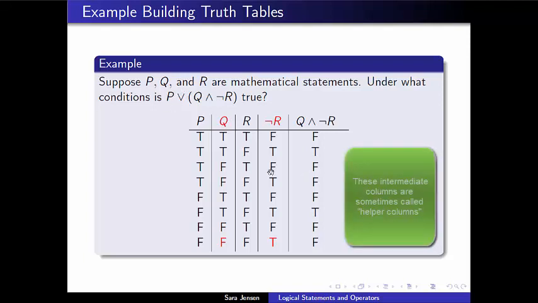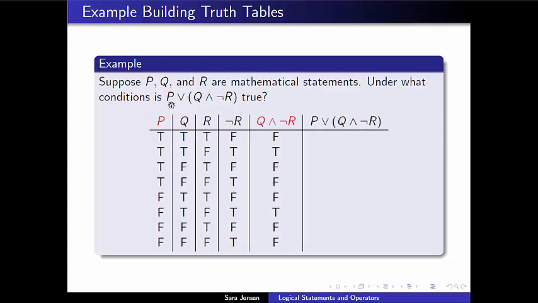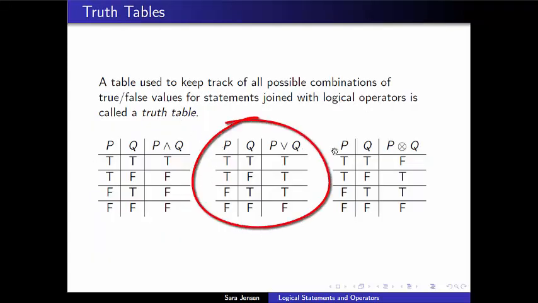By adding these intermediate columns of not R and Q and not R, we've made it so that we can finally evaluate our full logical expression P or Q and not R. And the way that we're going to do this is very similar to what we did before. What we'll be doing is going through this table line by line, looking at things like the true over here and the false over here.